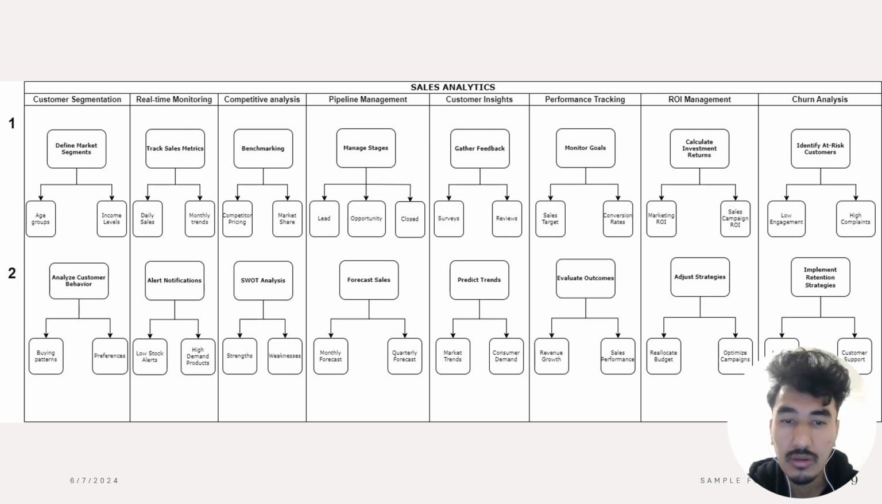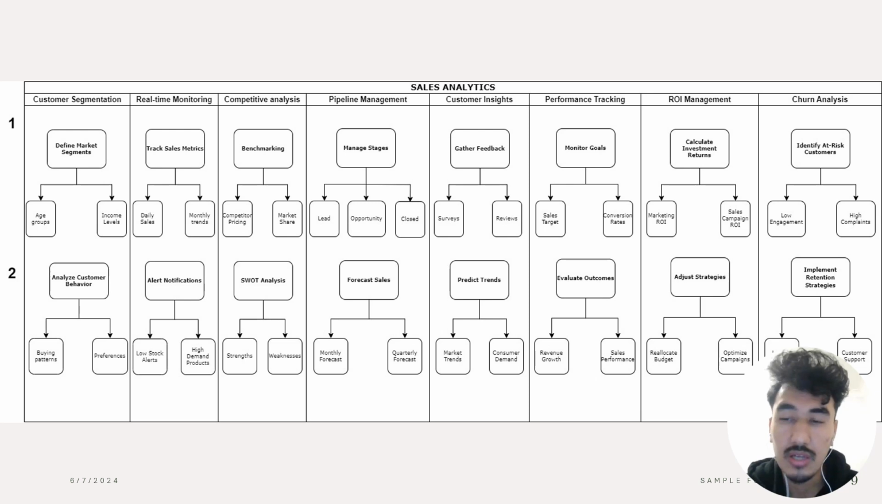In competitive analysis, we can have benchmarking like competitor pricing, market share, and SWOT analysis: its strengths and weaknesses, identifying the strengths of the company and recognizing areas where the company can improve. In pipeline management, we can manage leads in three different groups: lead, opportunity, and closed. Likewise, we can forecast sales, with a monthly forecast or quarterly forecast.